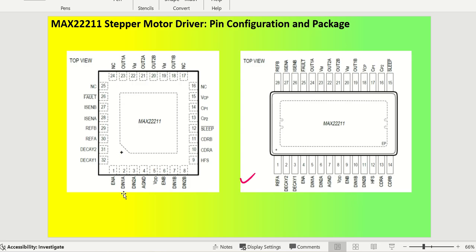We have two packages available. One is a 28 pin package, one is a 32 pin package. However, we have used the 32 pin package because it has much better heat dissipation capability. The functionality and pin configuration are exactly the same between these two packages. In this package, 4 pins are extra, which are not going to be used. All right, so let us start with the circuit design that we have done.